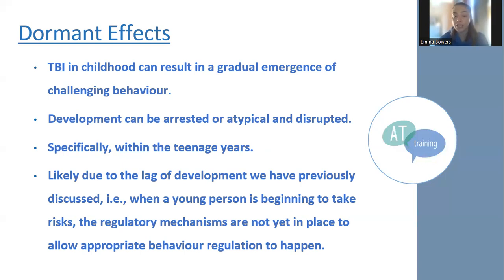So when a young person is beginning to take risks, the regulatory mechanisms aren't in place to allow appropriate behaviour regulation to happen. My specialisms are TBI and SEMH, and I largely work with teenagers, but there have been some clients I've worked with who were a lot younger, and this is absolutely a trajectory and pattern that, from anecdotal experience, I can share that I see regularly.